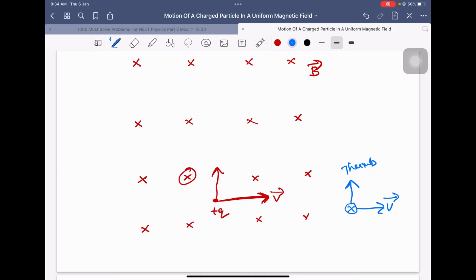So this is the direction of centripetal force, due to which the charged particle starts moving like this. Even here you can apply Fleming's left-hand rule. This will be the direction of velocity, the magnetic field will be going into the plane of the paper, then the thumb will give you this direction. So there is a centripetal force, and the charged particle moves in a circular path.